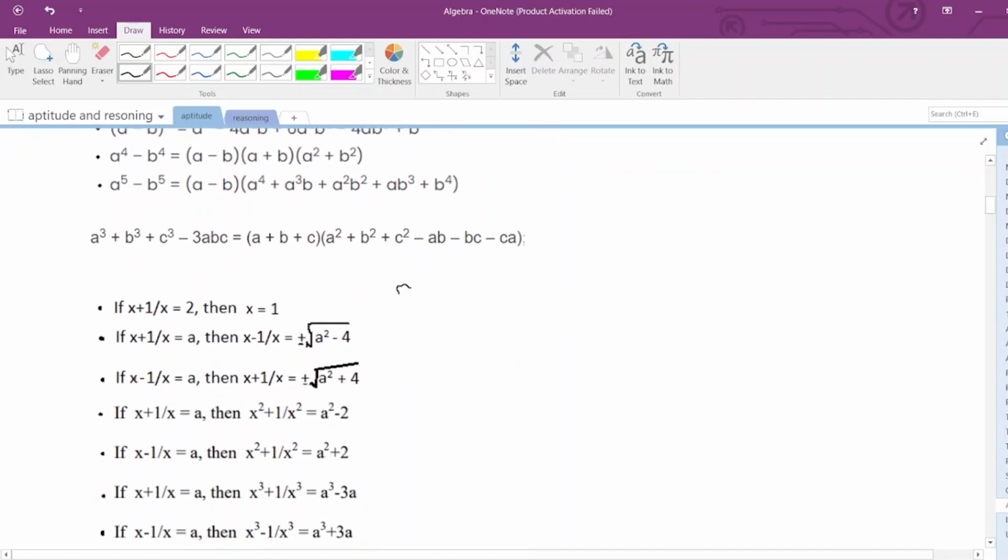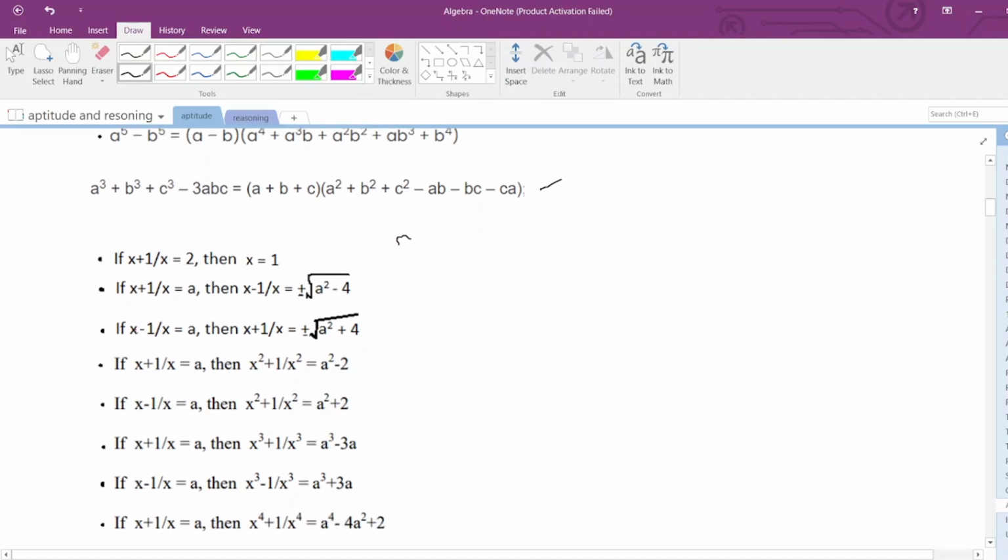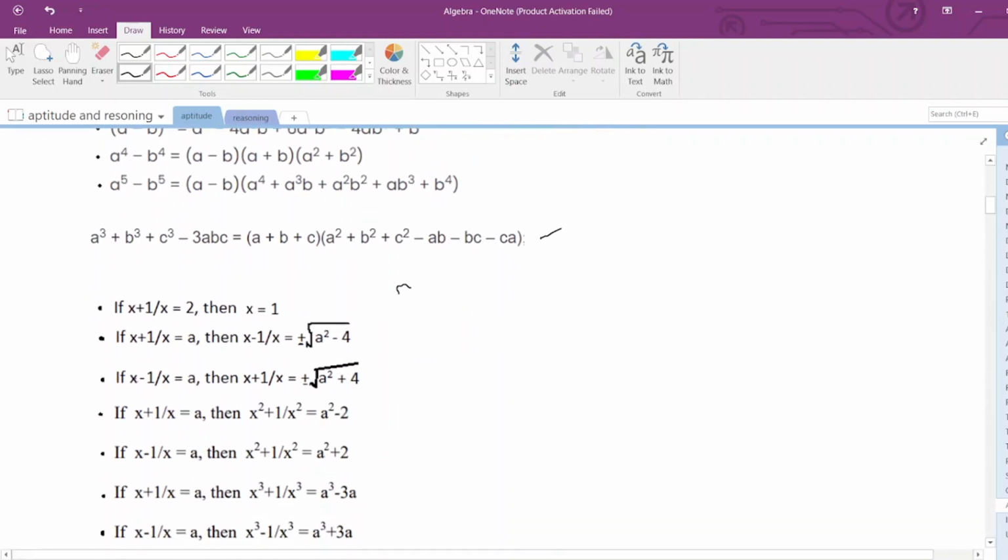And see, this is one also very important: a cube plus b cube plus c cube minus 3abc is equal to this one. So please remember, or else you can solve it, but it will take time in the exam. If you remember you can solve easily, but if you don't remember you have to find (a plus b plus c) whole cube is equal to so and so. The formula we have to find and substitute. So better please learn all these things.